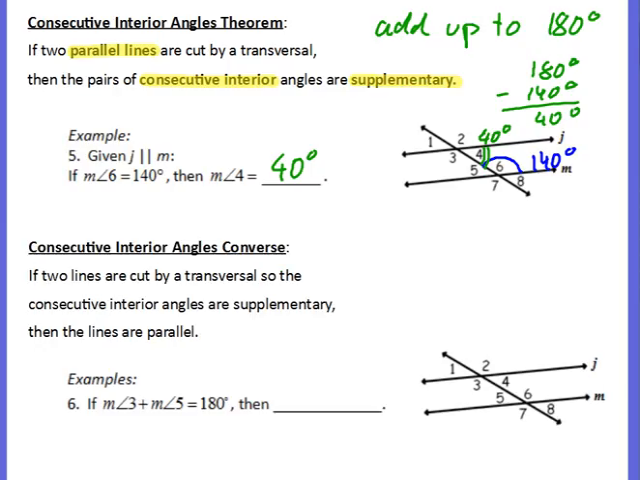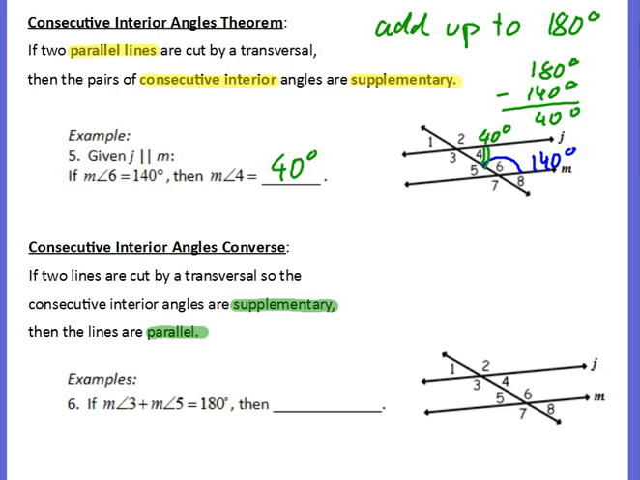And the consecutive interior angle theorem also has a converse, which is called the consecutive interior angles converse. We got a lot of converses in today's class, don't we? If two lines are cut by a transversal, so the consecutive interior angles are supplementary, then the lines are parallel. We're switching around the two parts of our conditional statement, and we're saying now we know that they're supplementary. For some reason, we're given that information. And if that's the case, then the lines we're talking about have to be parallel.